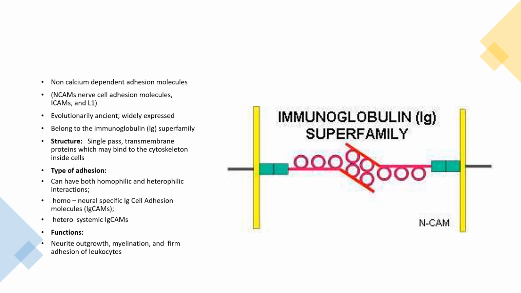The homophilic ones are the neural-specific Ig cell adhesion molecules, and the heterophilic ones are the systemic Ig CAMs. Talking about its major functions, it helps in neurite outgrowth, myelination, and also the firm adhesion of the leukocytes.